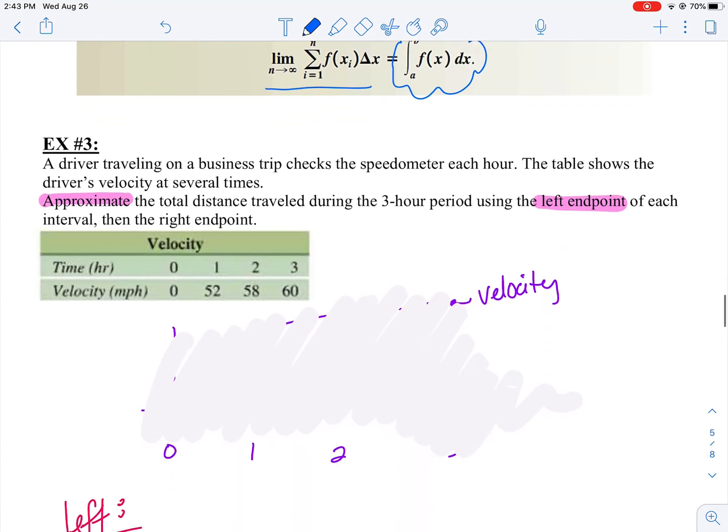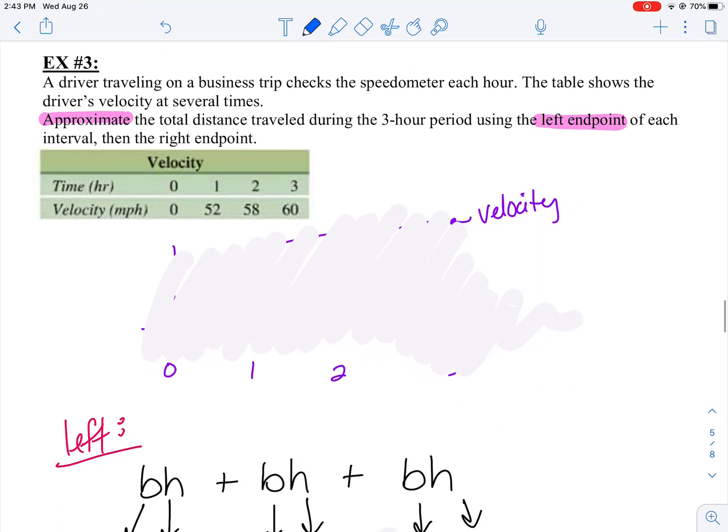Let me show you an example of what I mean. Example number 3 says, a driver traveling on a business trip checks the speedometer each hour. The table shows the driver's velocity, so his speed, at several times. Approximate the total distance traveled during the 3-hour period using left endpoints for each interval, then right endpoints. So we're going to do 2 different ways.